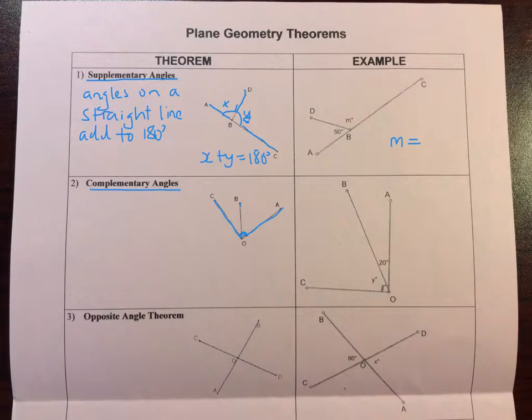Now that's been broken into two pieces here. We'll call this one X and we'll call this one Y. So this piece is X, this piece is Y. What this means is X plus Y add to 90 degrees. Complementary angles are just angles that add to 90 degrees. Use that then to help you find angle Y.